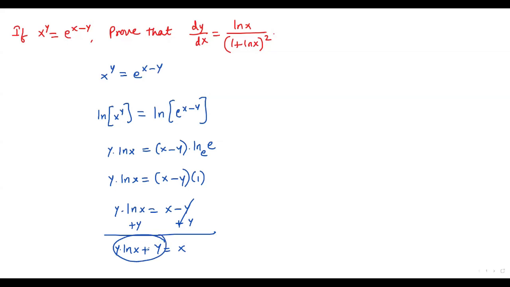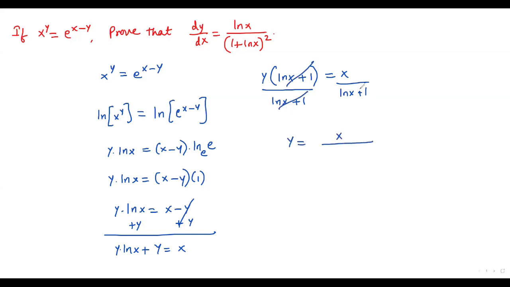Okay, here in this expression we can factor y because the first term contains y, the second term contains y. When I factor y out, then I'm getting y times (ln x + 1) equals x. Now to solve for y, I divide both sides by ln x + 1. Let me do it. Here this ln x + 1, ln x + 1 will cancel, then y equals x over ln x + 1, which can also be written as 1 + ln x. Okay, now I have solved for y.